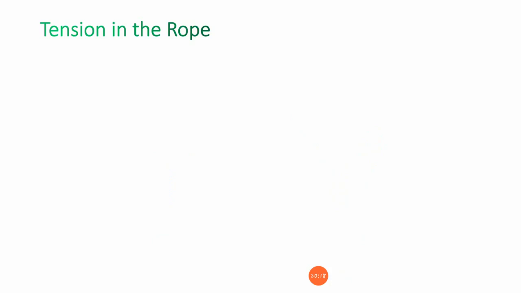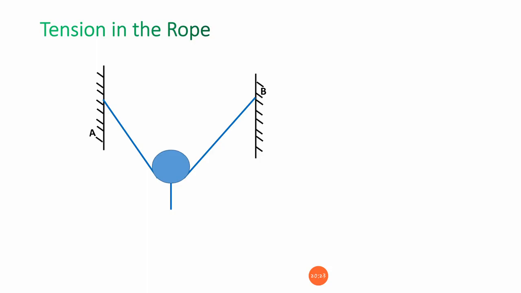So next, the tension in the rope. I have taken another kind of rope over here. So then what will happen? In this case, I have taken the rope A to B as the same rope, and another rope is going to be connected from the pulley center to the downward direction where the mass is going to be loaded. So then in this case, what will happen?